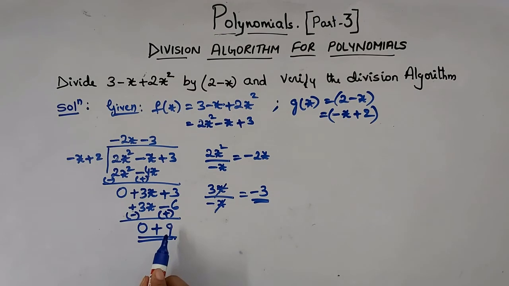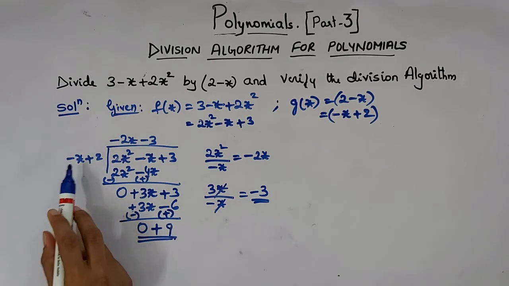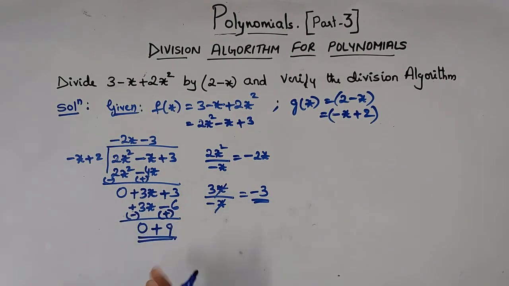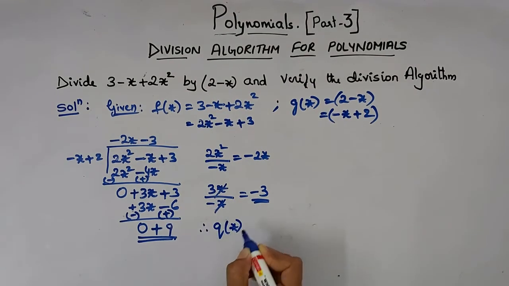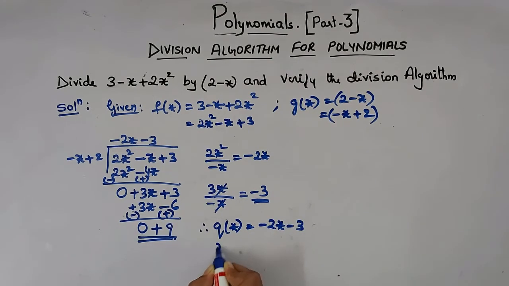Here in this case, the degree of the remainder is 9 into x power 0, so 0, which is less than the degree of the divisor. Here x power 1, here the degree is 1. So you will stop this division, right? Therefore, your q of x is minus 2x minus 3 and r of x is 9.